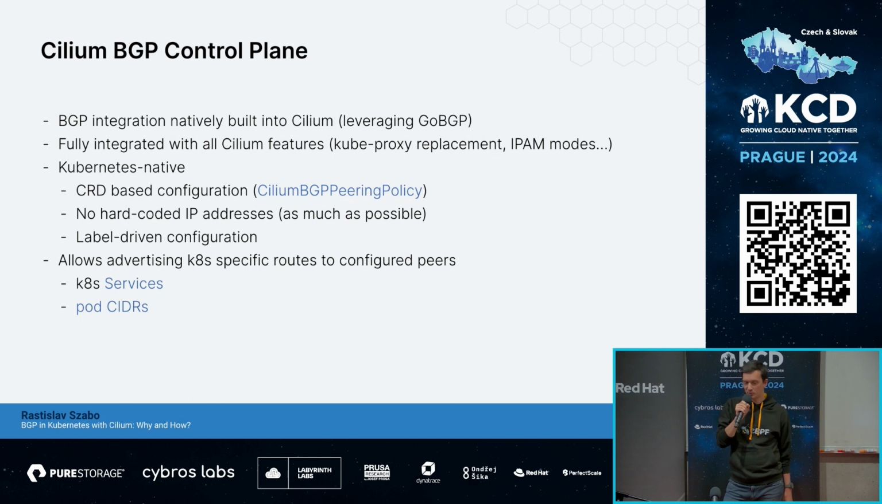How can you do that? With Cilium, we do have BGP Control Plane built into the solution. You just need to enable it with one Helm flag. And it's fully integrated with all the Cilium features, so with kube-proxy replacement and all the IPAM modes that Cilium supports. It's Kubernetes-native, meaning that you can configure it via CRDs. There is no need for hard-coded IP addresses as much as possible. And most of the configuration is driven by labels. And it allows you to advertise Kubernetes-specific routes or prefixes to configured peers. So those can be Kubernetes services or pod CIDRs.